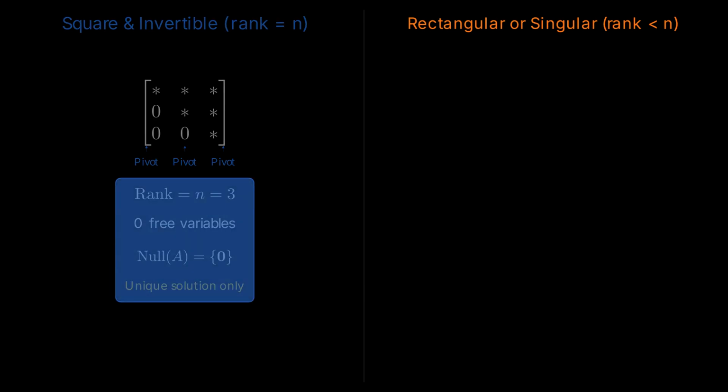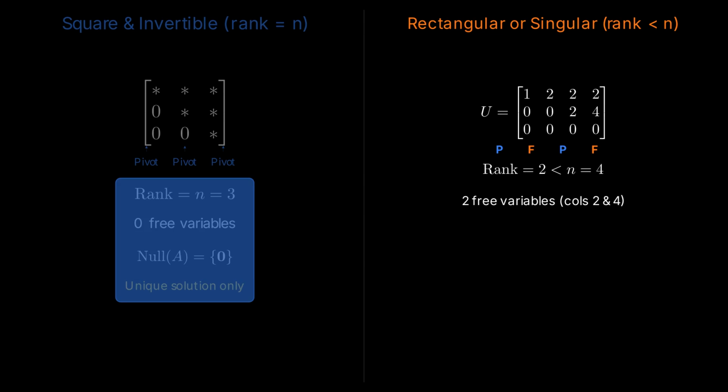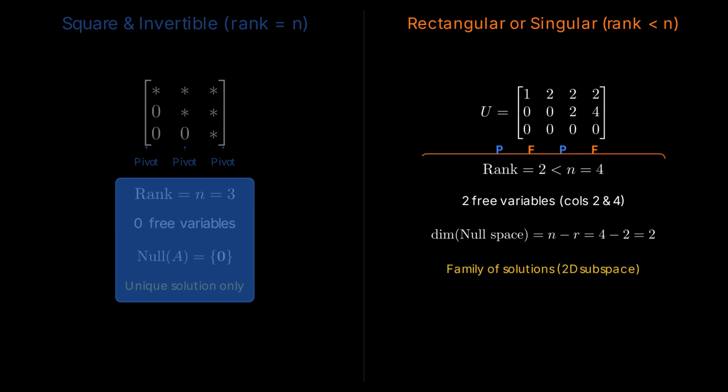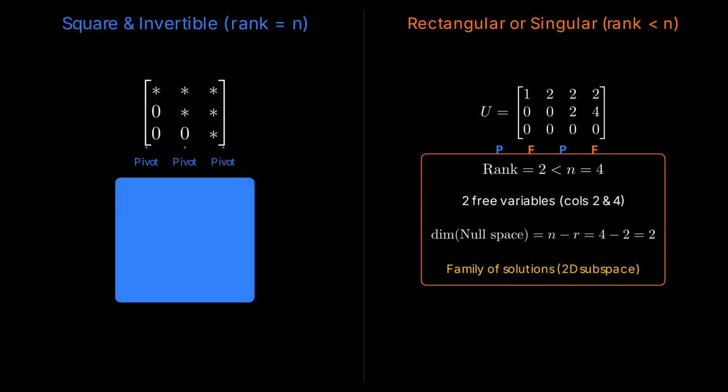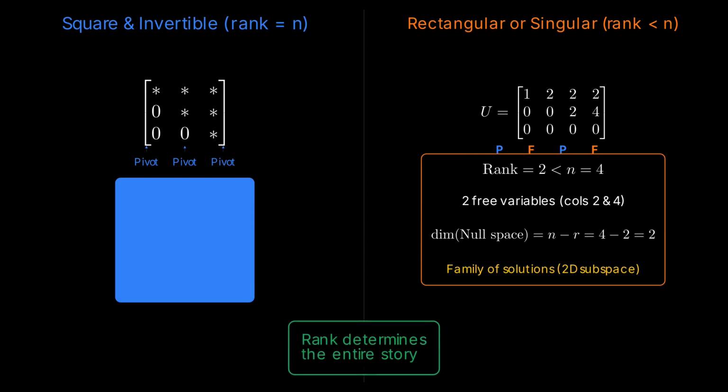Now on the right, the moment a matrix becomes rectangular or singular, the story changes completely. Free variables appear, and the null space becomes non-trivial. Our 3x4 matrix U with rank 2 has 2 free variables in columns 2 and 4. Those free variables parameterize the null space, which has dimension n minus r equals 4 minus 2, which equals 2. So the null space is a two-dimensional subspace, a whole plane of solutions. Now, the key takeaway is that rank is the dividing line between trivial and non-trivial null spaces. Rank determines the entire story.